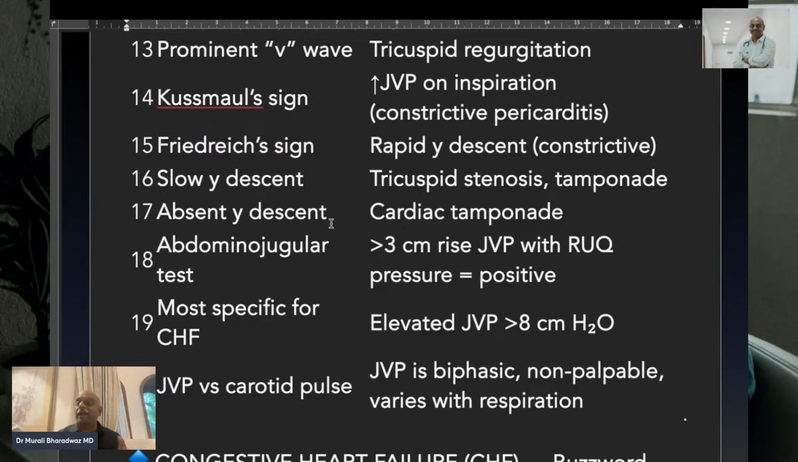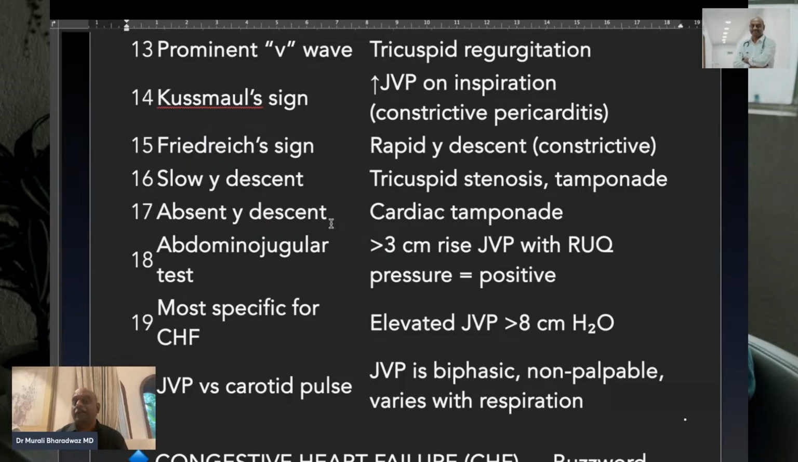Then if there is any cardiac tamponade, there is a diastolic collapse of the ventricle that won't let the atrium push the blood easily into the ventricle. That's the reason an absent Y descent is a feature of cardiac tamponade. But a prominent Y descent is in constrictive pericarditis.